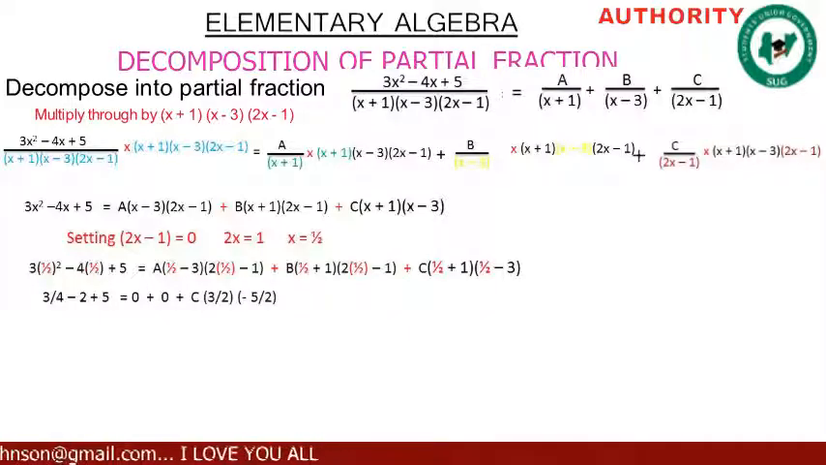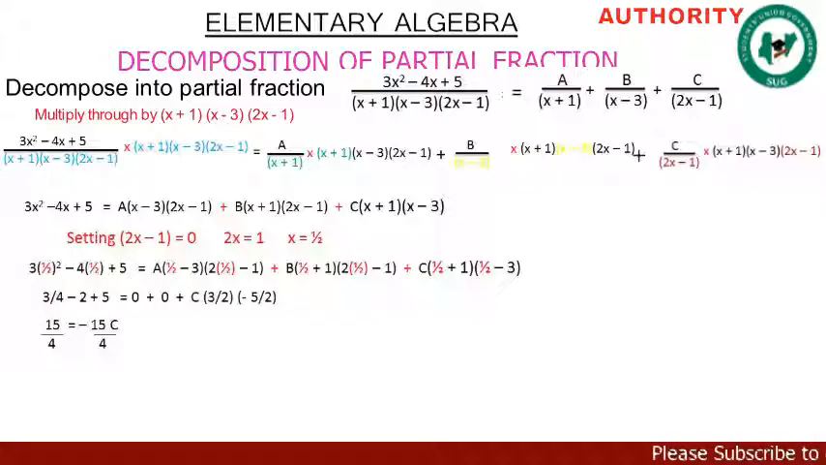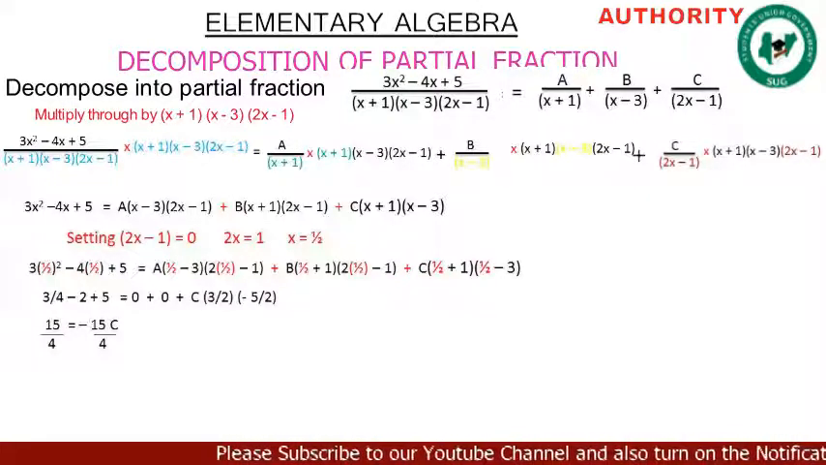Therefore, 3 over 2 times minus 5 over 2 gives you minus 15 over 4. Then we have times C. So we're going to have minus 15c over 4. Now on the left hand side, we have 3 over 4 minus 2 plus 5. When you perform the operation, it gives you 15 over 4. So we have 15 over 4 is equal to minus 15c over 4.